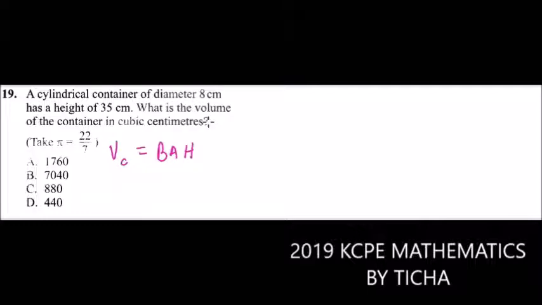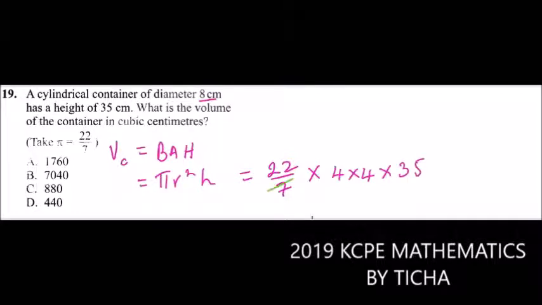We have been given the diameter. So since it is a cylinder, the base area is pi r squared. Pi r squared multiplied by the height, where we are told to use 22/7. You multiply by the radius. The diameter is 8, so you divide by 2. Radius is 4, so times 4 times 4, that is radius squared, multiplied by the height, which is 35.